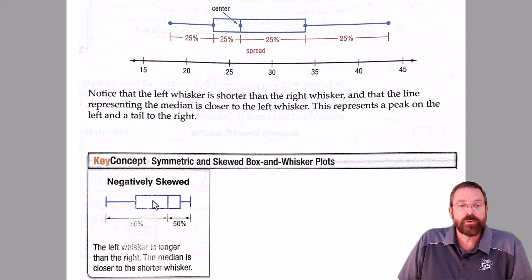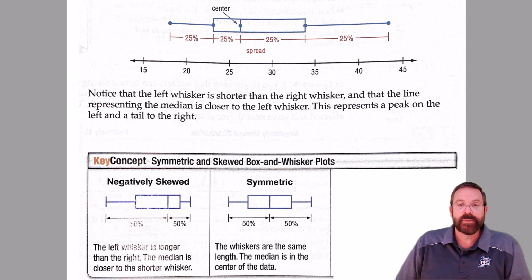And of the middle two sections, this is 25% of the middle, and this is 25% of the middle. So half of your data is in this tiny little section, and the other half is drug out here to this long side, meaning that once again, this is going to be skewed left, or have a negative skew to it. The next one we're going to look at is one that's going to be symmetric.